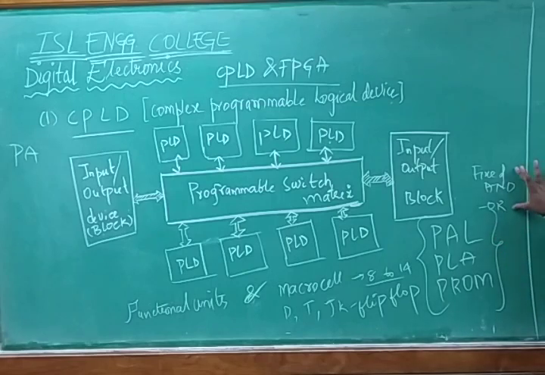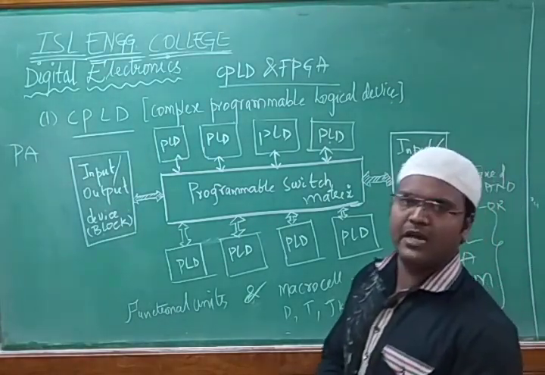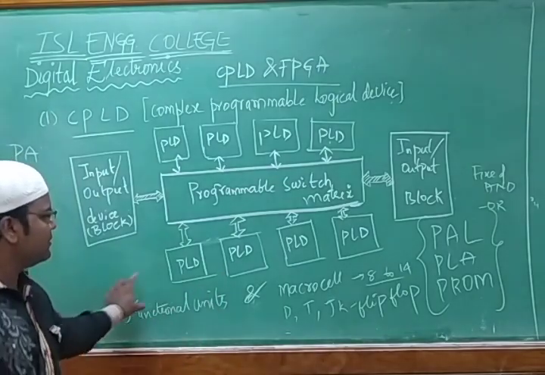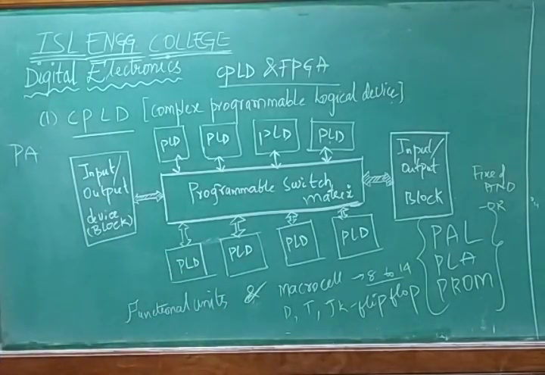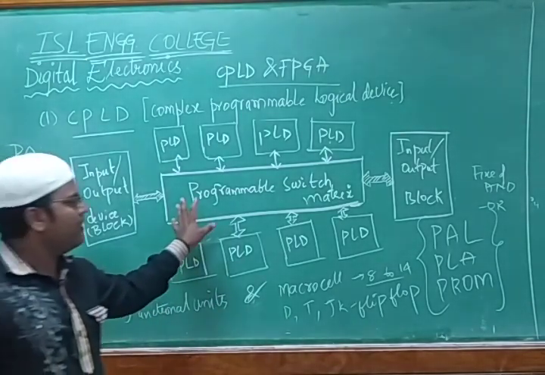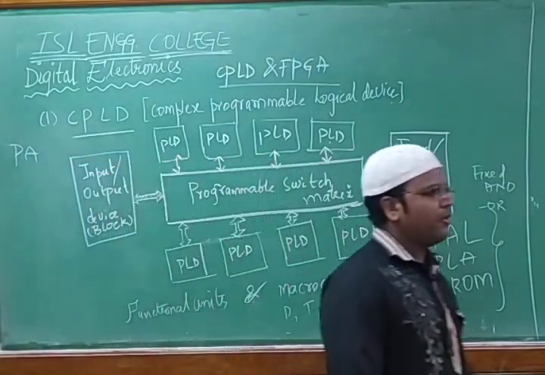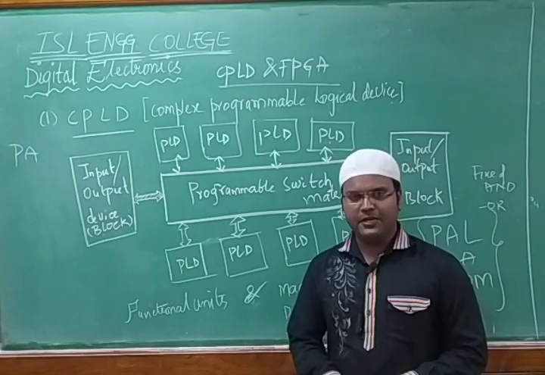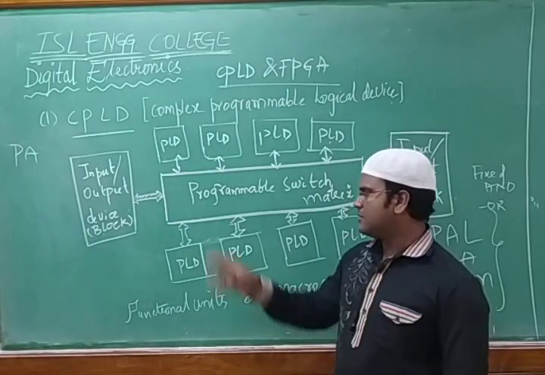So by using these concepts, and OR gates, multiplexer, demultiplexer, encoder, decoder, all kinds of combinational circuits you are going to take over here, and you are going to implement them by using these PAL, PLA or PROM programming concepts. So that can be used in all these types of PLD devices. That's how the programmable switch matrix plays a very important and vital role while we are designing the CPLD. Clear?